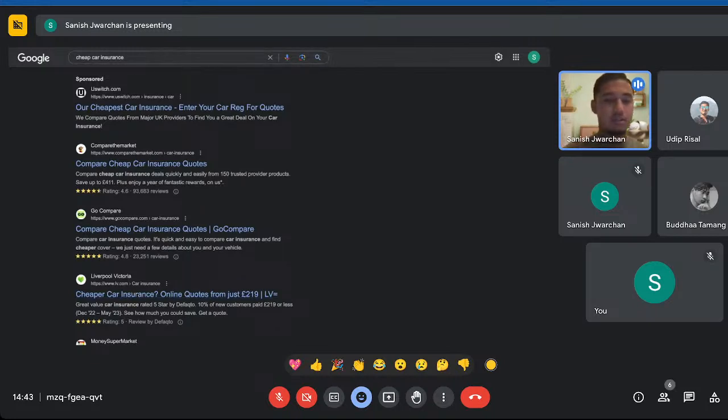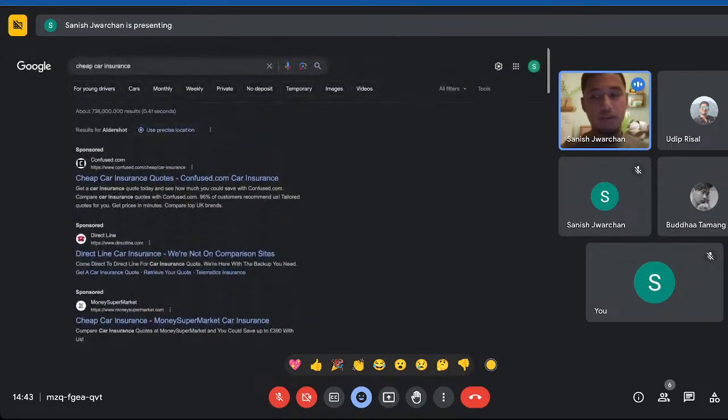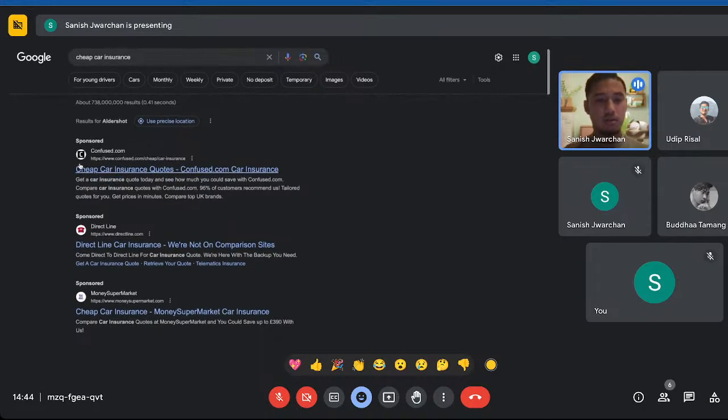So these are some of the things you should consider as well. What sort of words are they using, what sort of copy are they using, can you implement this in your own business? As soon as I'm searching cheap car insurance, you can clearly see cheap car insurance quotes come up at the top. These are all keywords. We're looking for cheap car insurance, not something expensive.